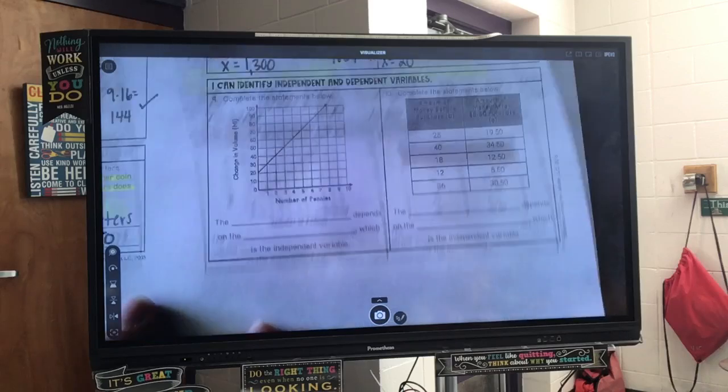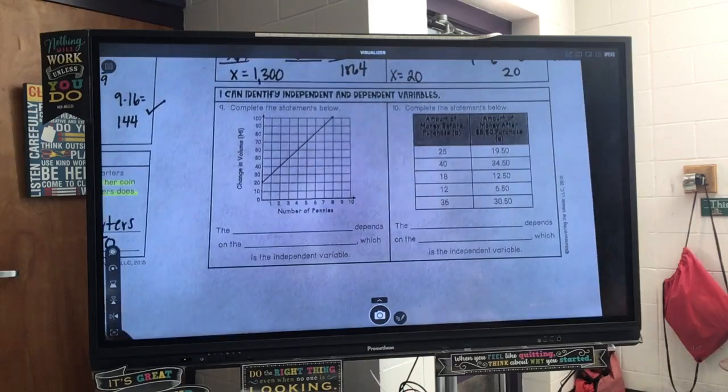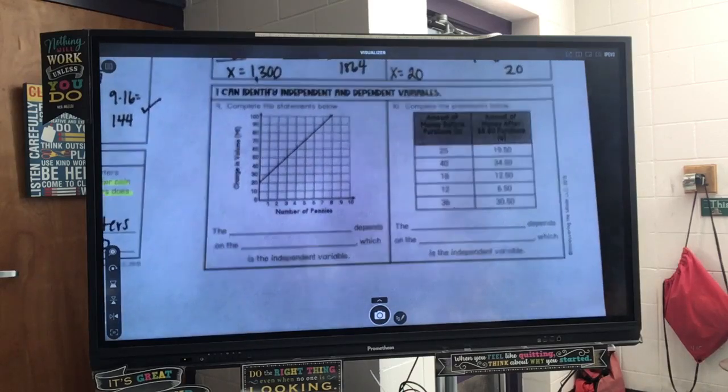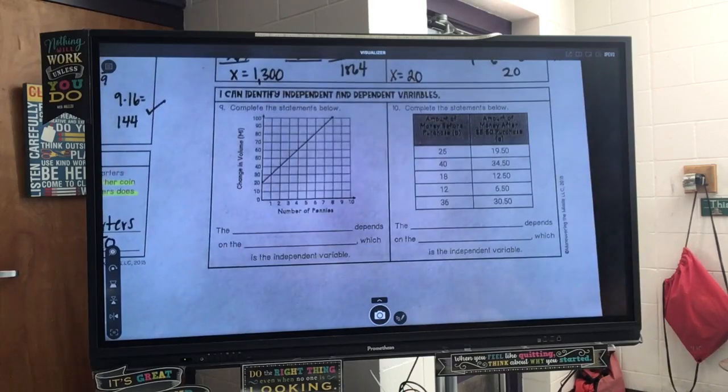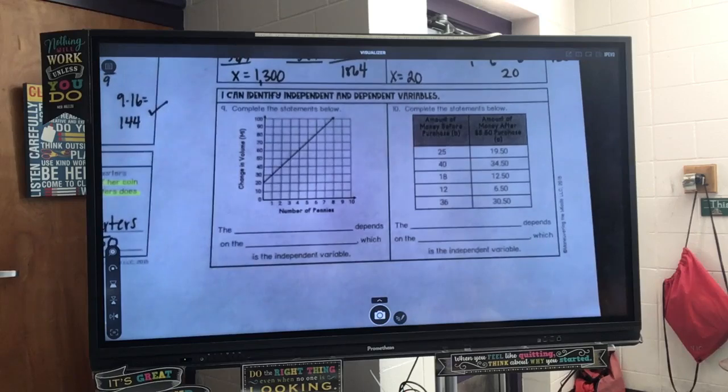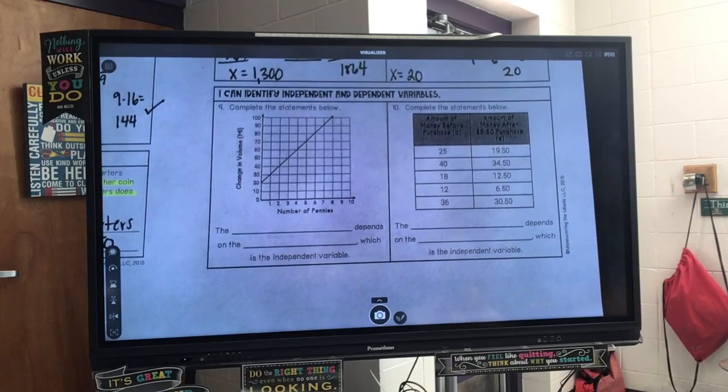Alright, let's go down to I can identify independent and dependent variables. So we did just recently talk about this. So this one might have been a little bit difficult, but hopefully we still remembered some key things, or we had our notebooks out and we're looking at our notes.